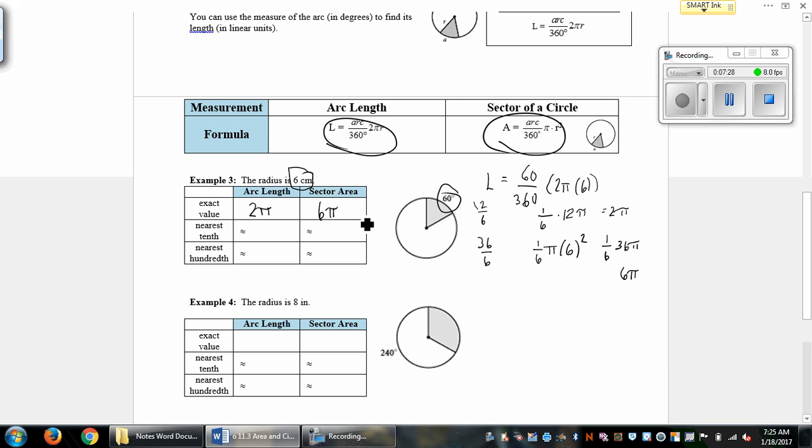And we're going to multiply both those numbers by 3.14. So 2 times 3.14 is going to give us 6.28. And now the 8 will round the 2 up, so to the tenth we'll have 6.3. And then for the sector, we're going to have 6 times 3.14. And we get 18.84.